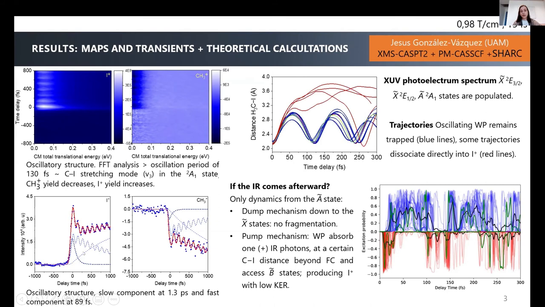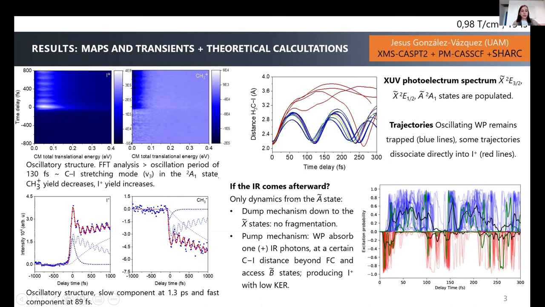Then we obtained the corresponding transients for the different cofragments, and they revealed three different components: the oscillatory structure, a slow component in the picosecond time scale, and a fast component in the sub-picosecond time scale. Then the experimental results were supported by some theoretical calculations by Jesús González Vázquez from the Autónoma University of Madrid. First of all, he calculated the XUV photoelectron spectrum. Basically, it revealed the same as the experimental findings, and then he performed some trajectories of the wave packet. Basically, the wave packet remains oscillating in the first electronic state, but some of the trajectories can escape the potential well, leading to the generation of iodine plus. He couldn't predict the formation of methyl plus, which is what we can observe at the experimental level.